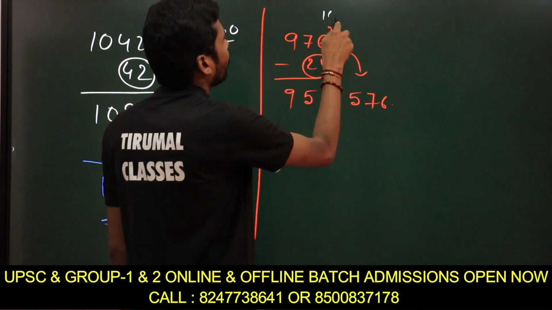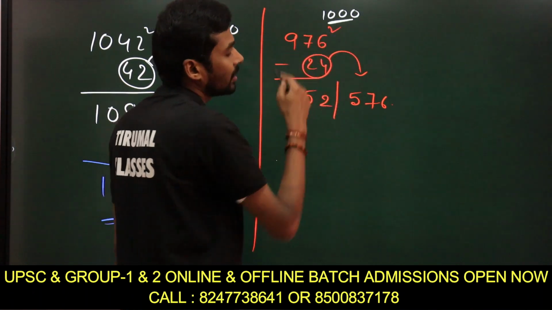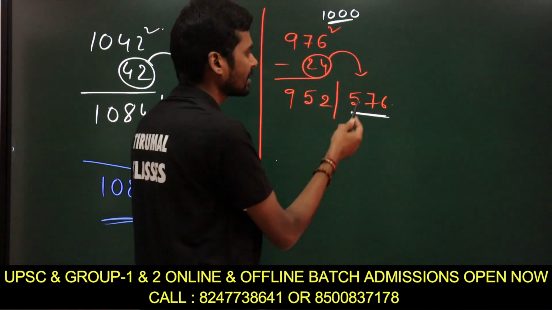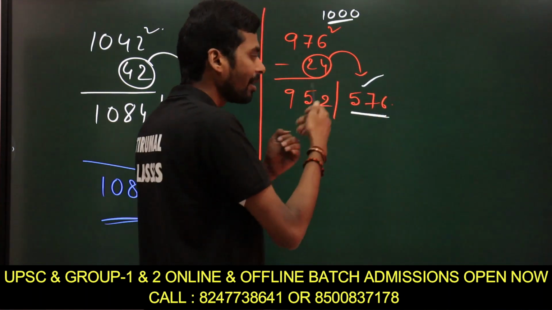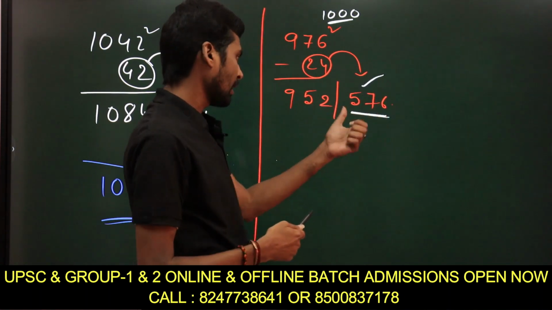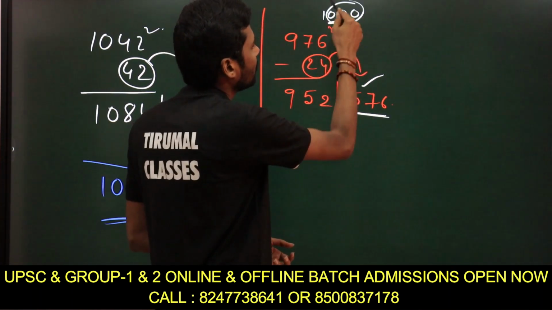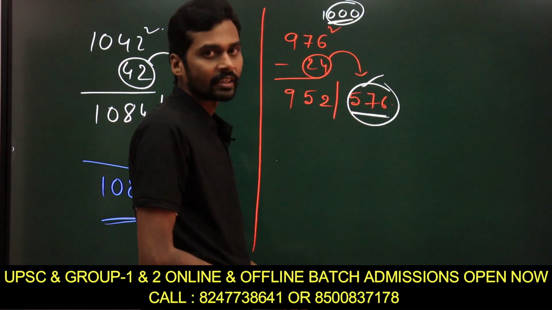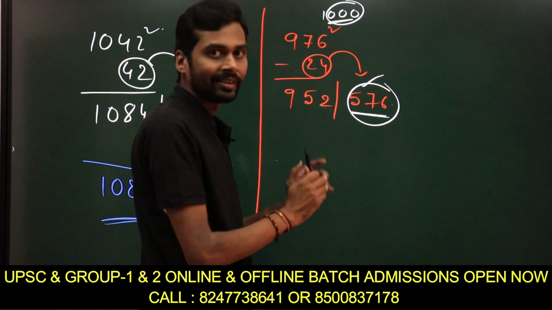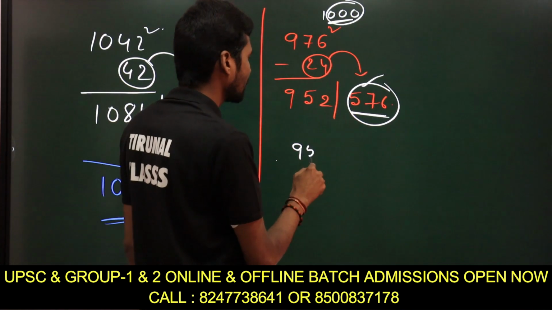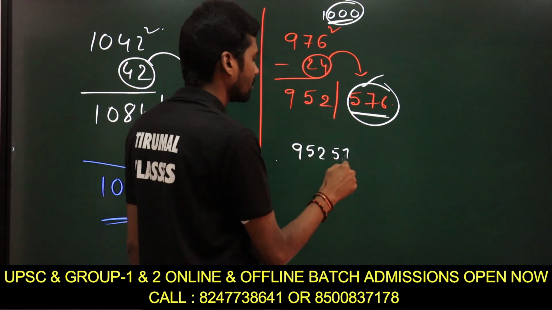And by the way, what is the base value we are taking? 1000, which means I need to have 3 digits in the right side part. Yes, I have exactly 3 digits, so I don't need to add or subtract anything from the right side part. Since I have 3 zeros, I must have 3 digits in the right side part. That was already there, so I don't need to disturb this arrangement. Now, what is your final answer? The final answer is 952576.